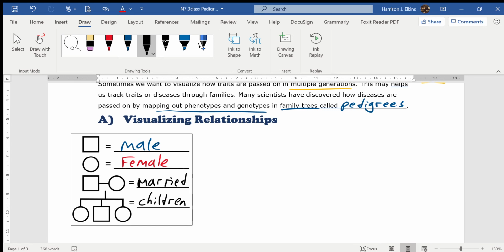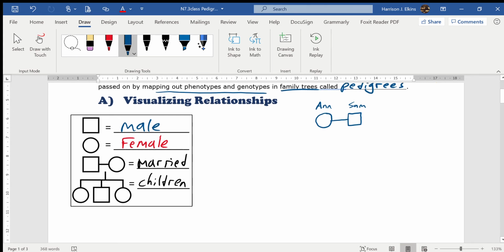Okay, let's start off here. So we'll start with a woman here, and follow me as I draw this pedigree. Try to keep it in the same location. Okay, let's name her Anne. All right, so there's Anne. So Anne decides to marry her high school sweetheart. There we go. Anne's going to marry, let's name him Sam. Okay, Anne marries Sam. All right, so that represents a marriage right there.